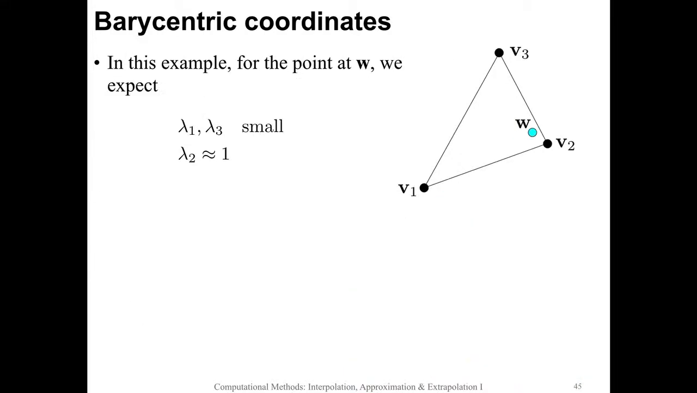So here's an example of a particular point inside the triangle, the point W. In terms of its vertices, if we were going to write a blend of these vertices for V1, V2, and V3, then we would expect that the values for lambda 1 and lambda 3, which are used to blend V1 and V3, would be very, very small. And because W is so close to V2, we expect the corresponding weight, lambda 2, for this vertex here to be close to 1.